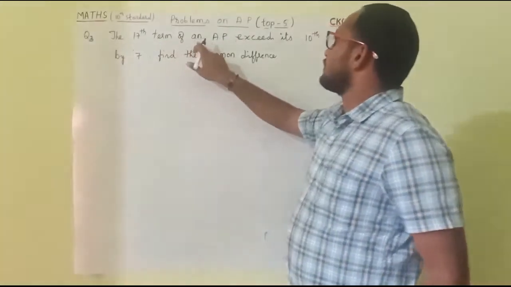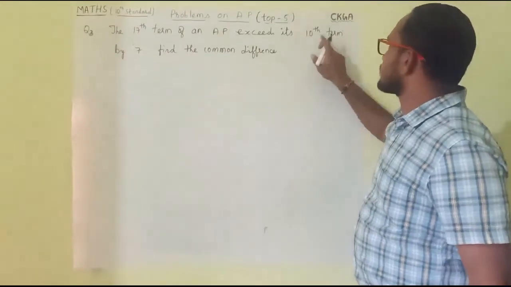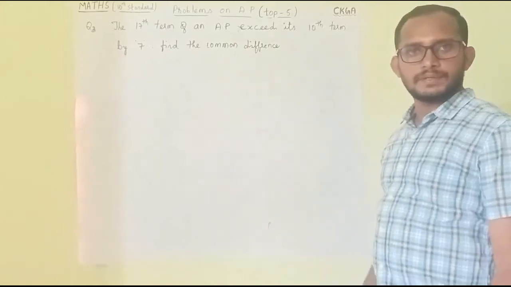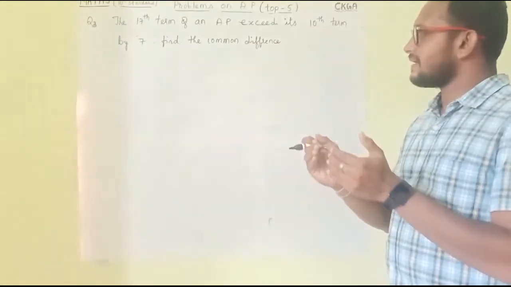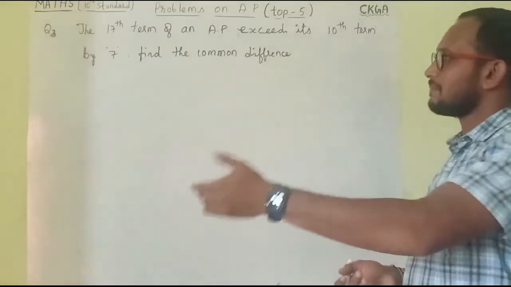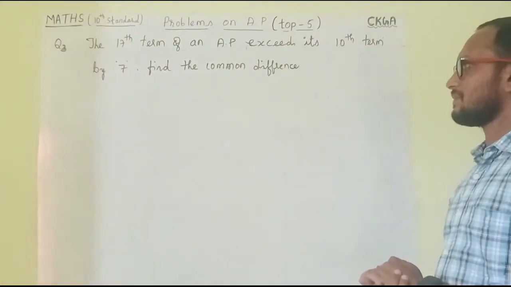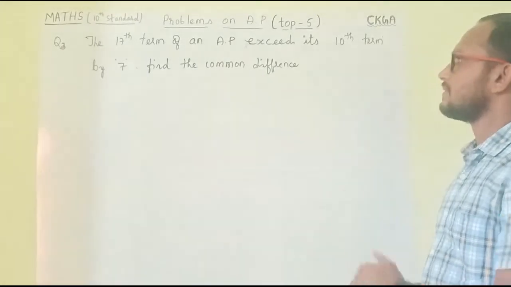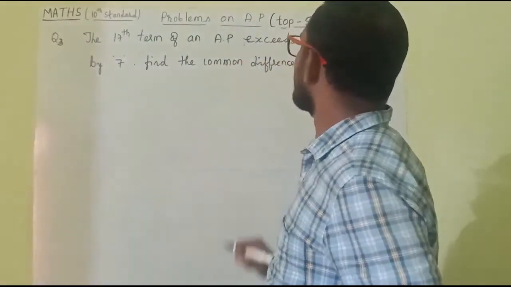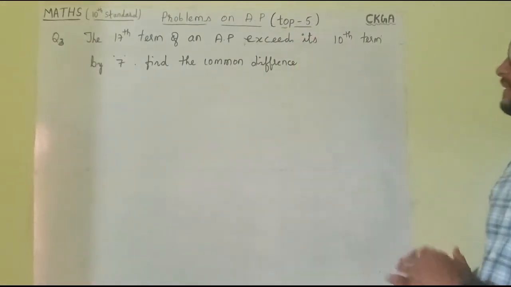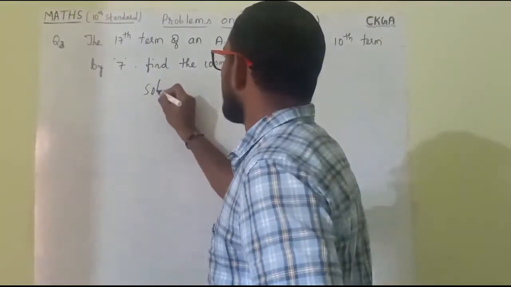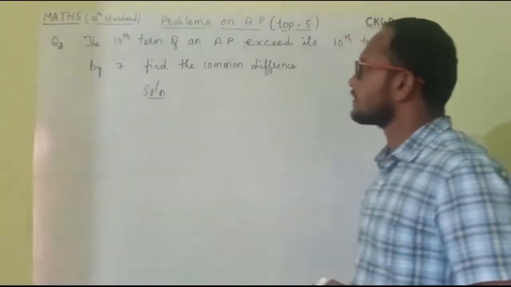Now question 3. The 17th term of an AP exceeds its 10th term by 7. Find the common difference. So this was a bit tricky question. My main target is to find the common difference. So let's collect data from what they have given there. I'll write the solution by using the statement. The solution goes like this.